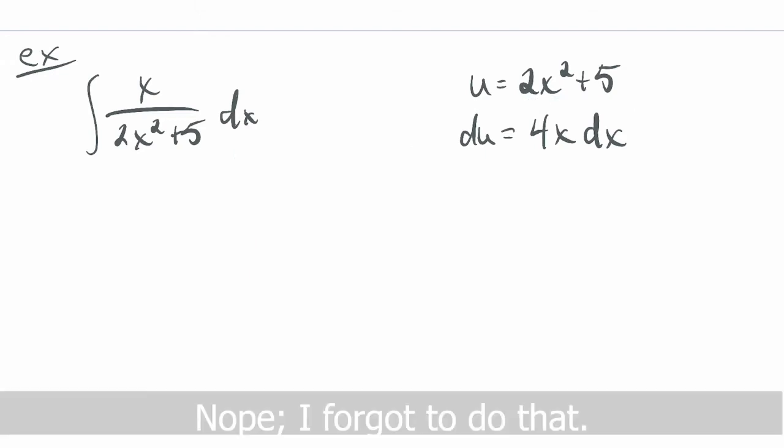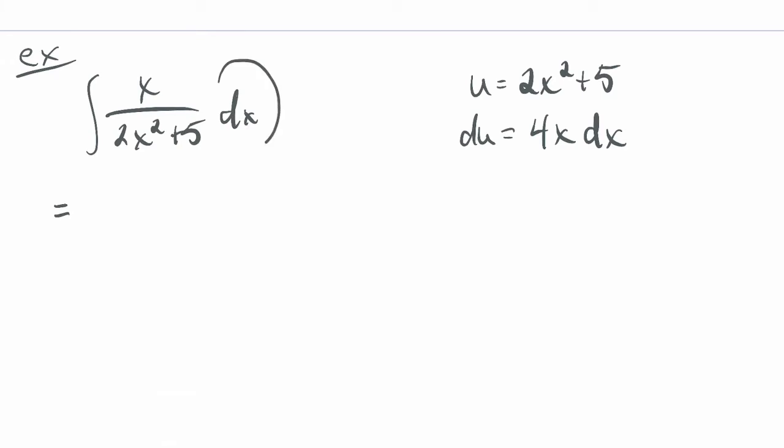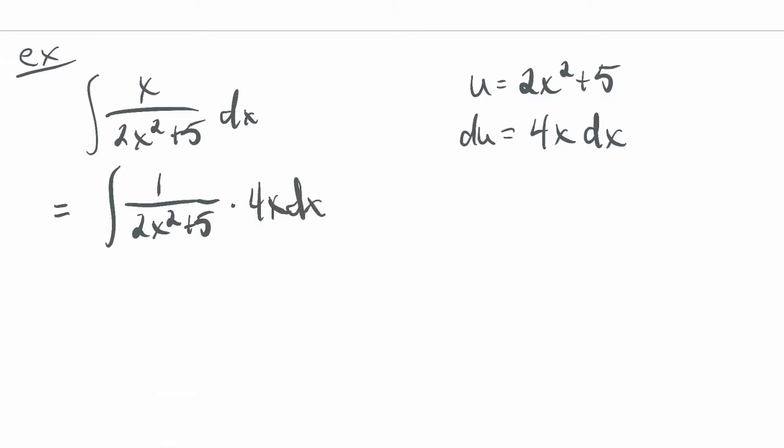What's technically more correct is to borrow what you need to get 4x dx to show up here. So the x I'll put with the dx, but I need a 4 as well. So I'm going to have the integral 1 over 2x squared plus 5 times 4x dx. But you can't just put a 4 there and go forward because it's not the same integrand anymore. So I need to put a 1/4 out in front to compensate. So I'm borrowing the 4, and then 1/4 out front compensates.